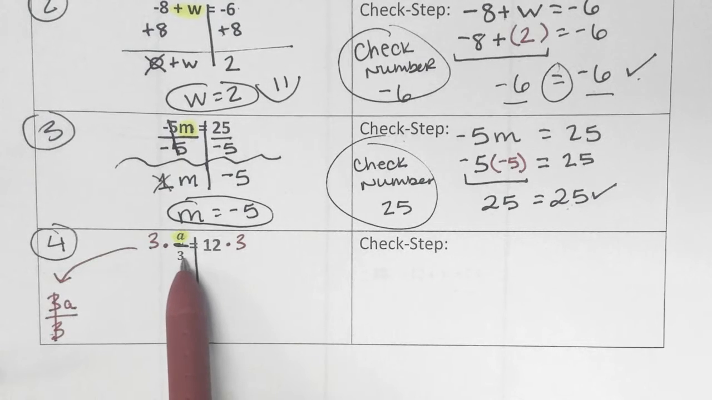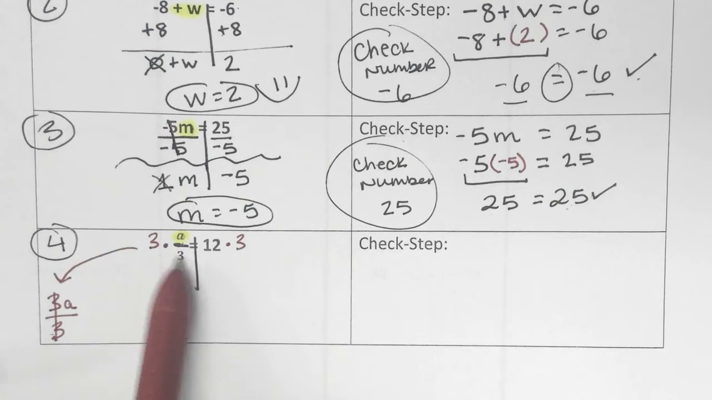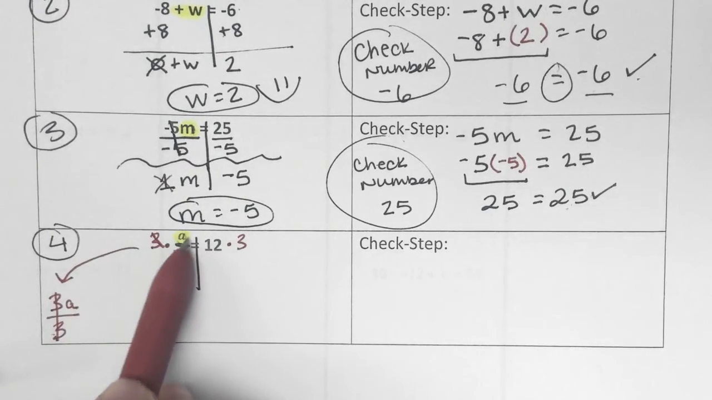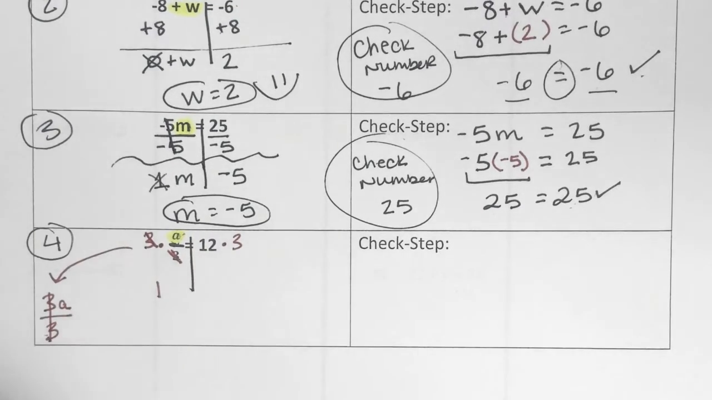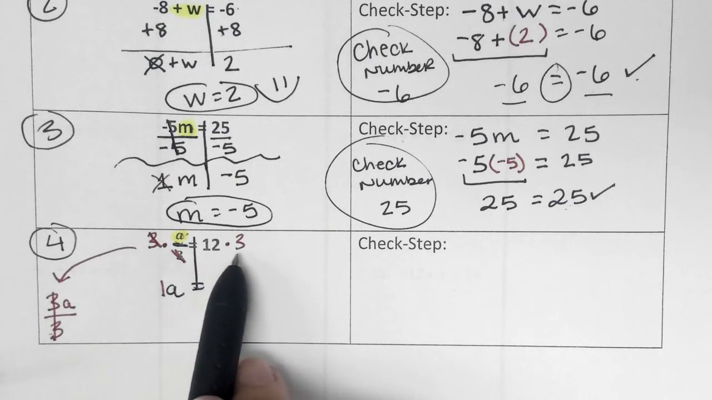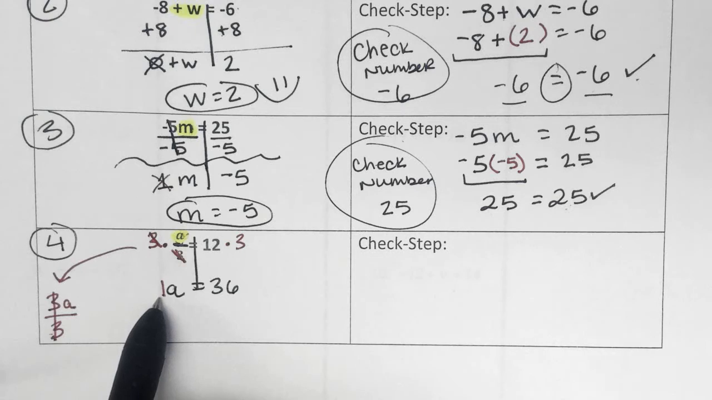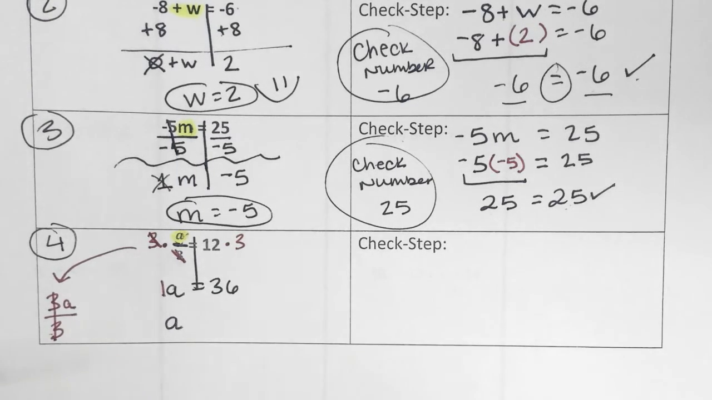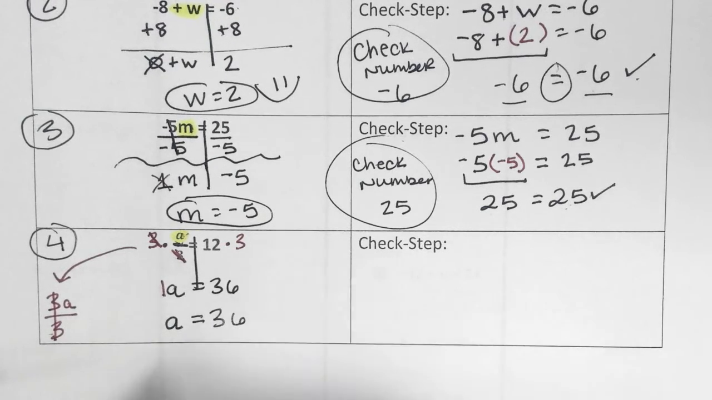If you have a denominator and you multiply a term by the denominator, that makes 1, and you're left with whatever the numerator is. So we'll have 1 times a. And that equals whatever 12 times 3 is, that's 36. Now remember, you don't have to write 1 times the number, you can just write the number, or in this case the variable, which is a, equals 36.